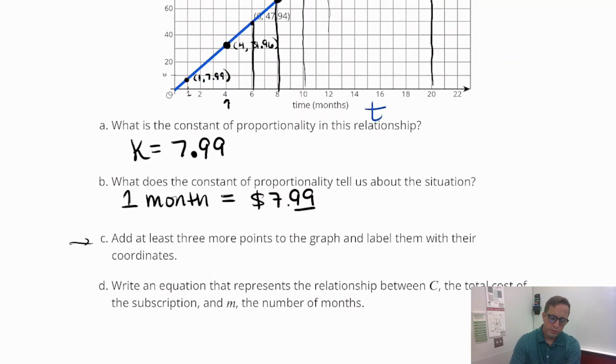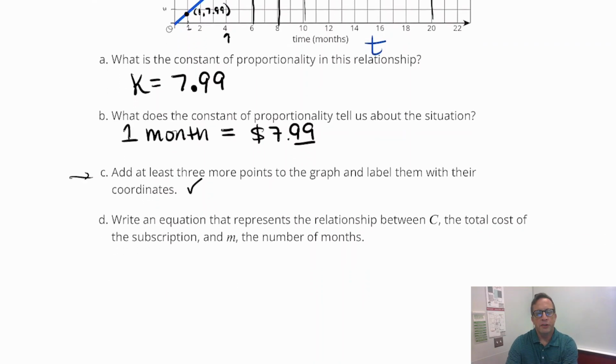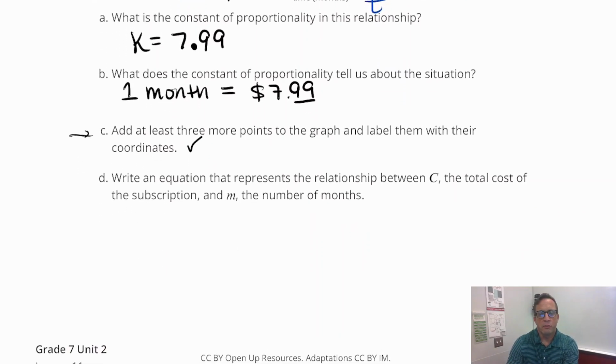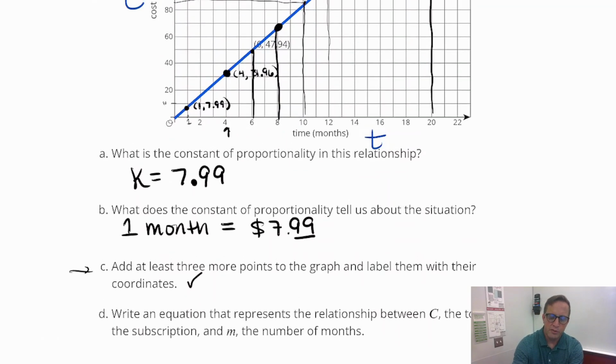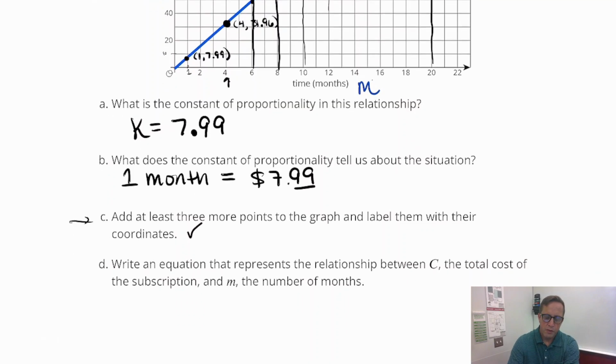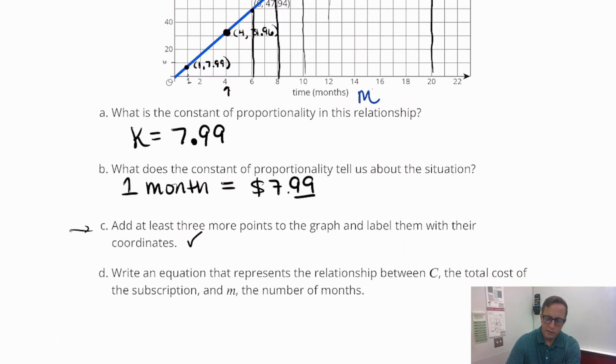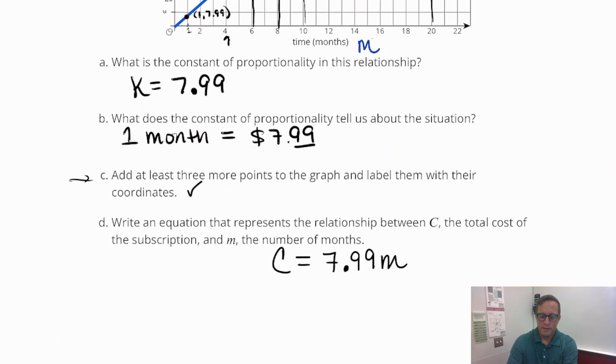All right, so we did C. For D, write an equation that represents the relationship between C, the total cost of the subscription, and M, the number of months. I should have labeled this as M. I'm sure you know what this is. So you're going to do C, because that's our Y. C equals our constant of proportionality, $7.99 per month, times M, the number of months. And that's it.